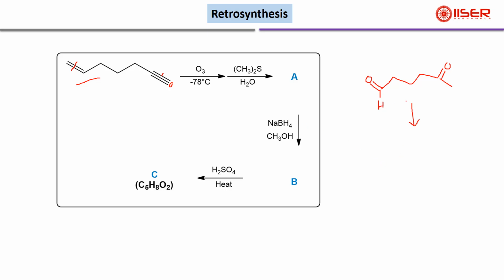Now in the next step, so this is our A. In the next step, they have added NaBH4 in methanol. So NaBH4 reduction will be a selective reduction between ketone and aldehyde. If there is a ketone and an aldehyde, it will selectively reduce our aldehyde. So this will be selectively reduced.